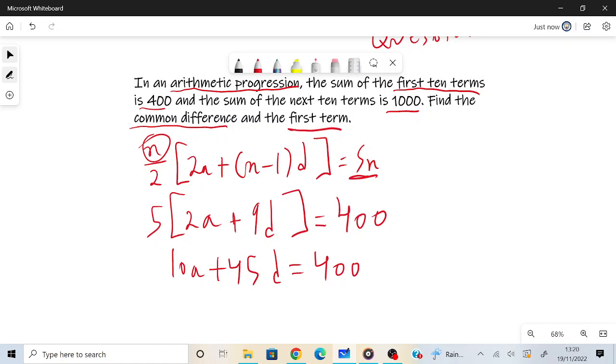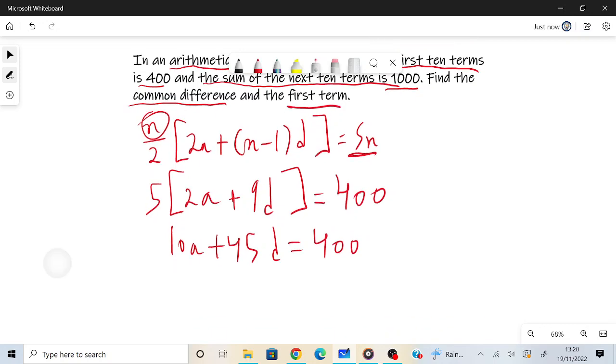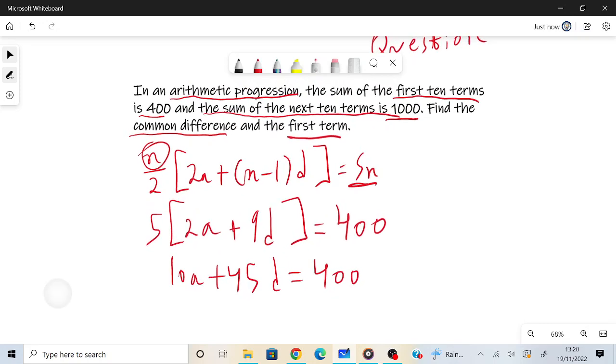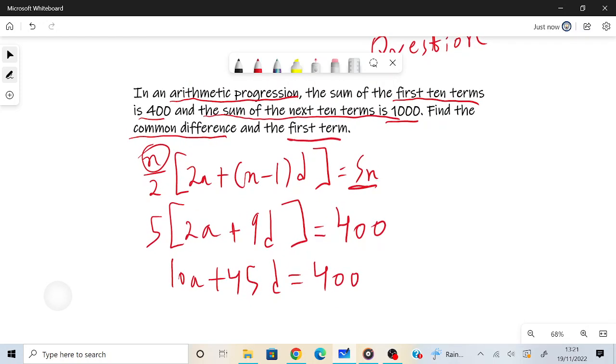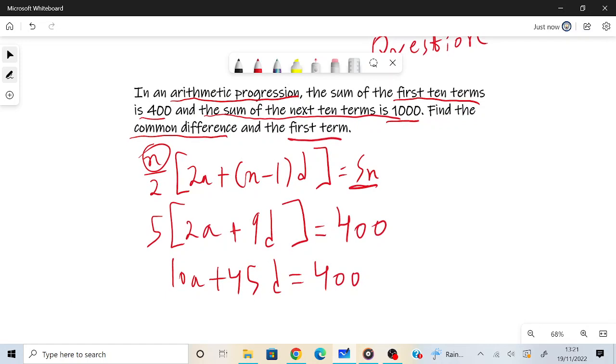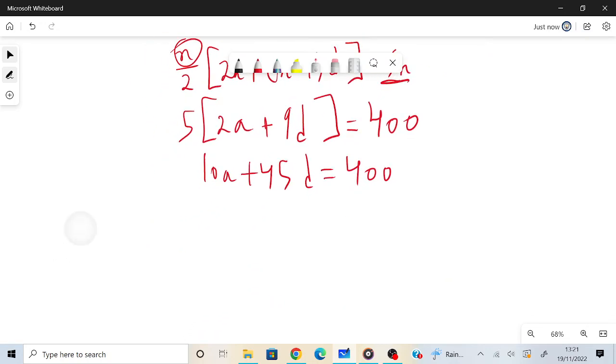And the other piece of information from the question is that the sum of the next 10 terms is 1000. So if the sum of the next 10 terms is 1000 and the sum of the first 10 terms is 400, that means the sum of the 20 terms altogether is 1400. What they're trying to say is that the sum of the first 10 is 400 and the 10 after that by itself is 1000. So of the whole 20, it's 1000 plus 400, which is 1400.